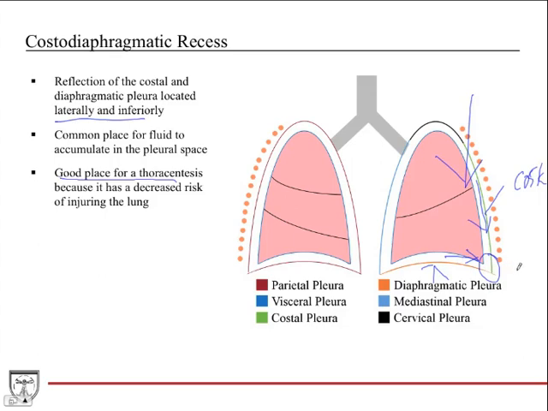So you stick a needle in here, and the reason it's good is that if you stick a needle up here, there's a much smaller space and a much increased risk of damaging the lung. Versus if you stick the needle into the costodiaphragmatic recess, there's much less chance of damaging the lung because you have a little bit more space here, as you can see.